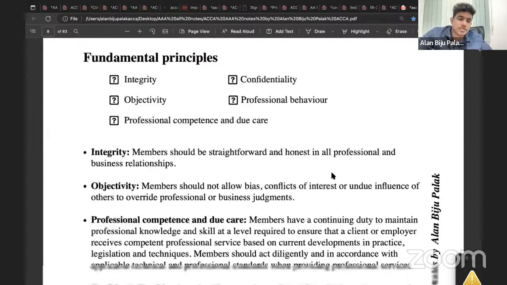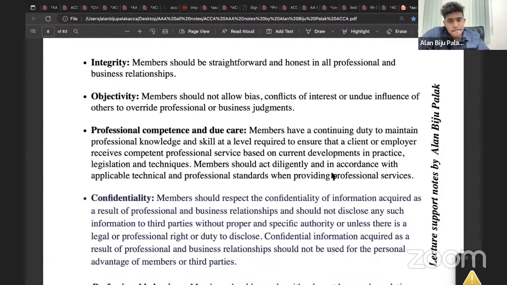Then what do you mean by objectivity? They should never be biased. They should always perform the audit in a professional manner. They should not be influenced by anyone. That is objectivity. So if there is any ethical threat, maybe a self-interest threat or self-review threat, or if sometimes it's mentioned that my wife is working with a client company, in all those cases, automatically the objectivity of the auditor will be impaired. Then what do you mean by professional competence and due care?